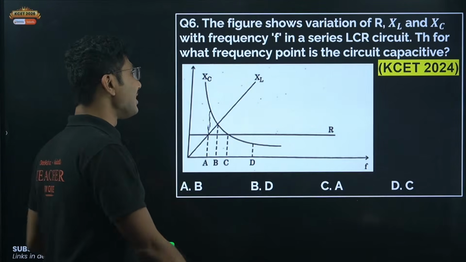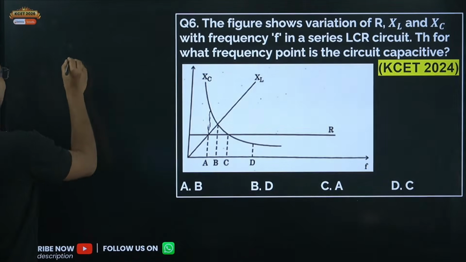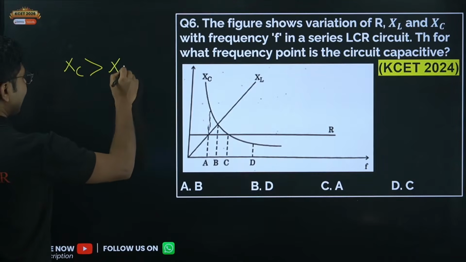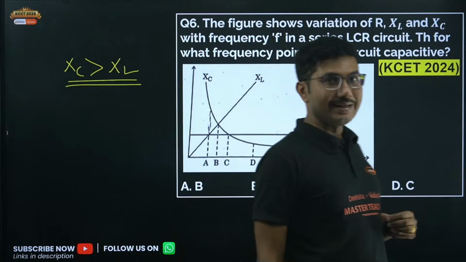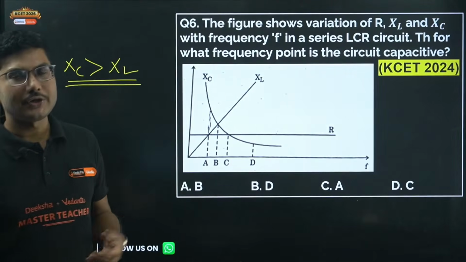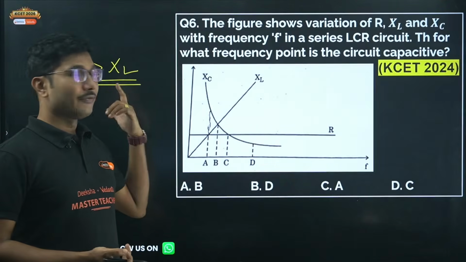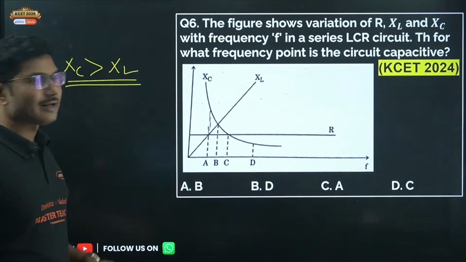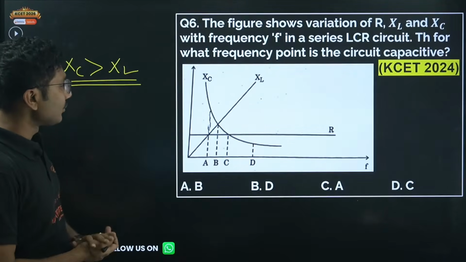Now what is the condition for a capacitive circuit? For the circuit to be capacitive, XC must be greater than XL. If that is happening, then we say the circuit is capacitive and current leads the voltage. If the circuit is inductive, then current lags the voltage. Now as you can see, there is a way to guess the answer as well, even if you don't know.